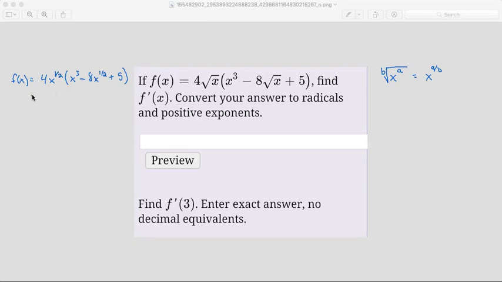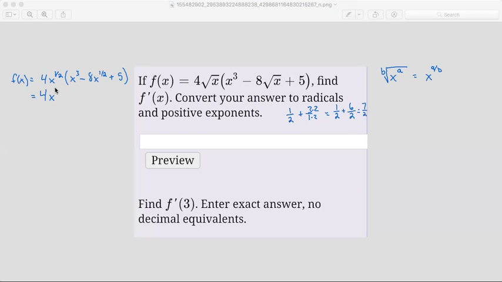So now if we distribute, we get 4 times x to the power of 1 over 2 times x to the third. We get 4x to the power of, if you have like bases, you add the exponents. So this would be 1/2 plus 3. We can write 3 as 3 over 1 and then make a common denominator by multiplying top and bottom by 2. And that gives us 1/2 plus 6 over 2, which is 7 over 2.